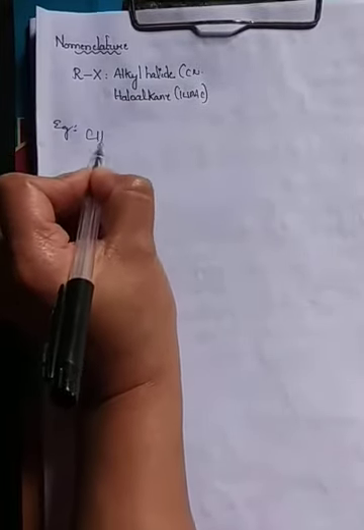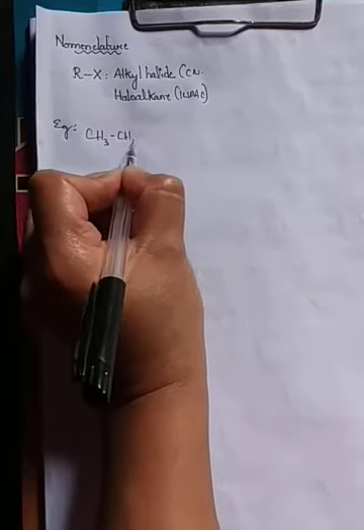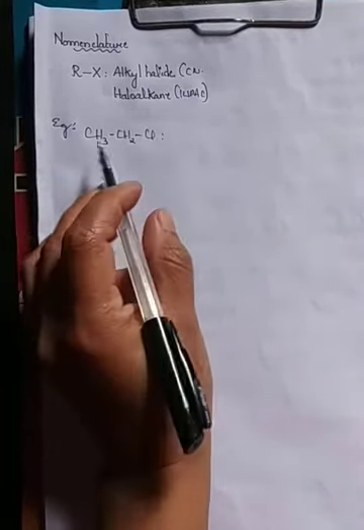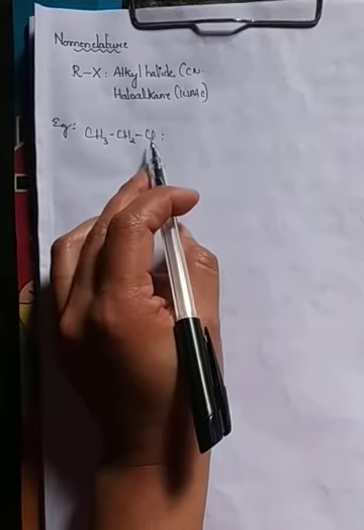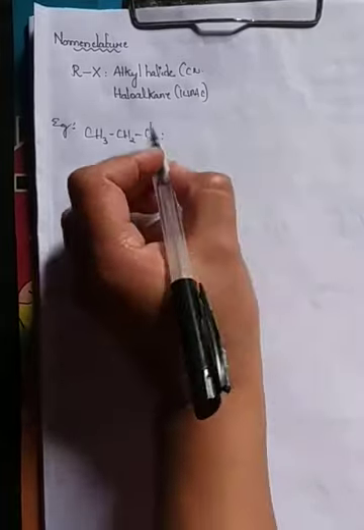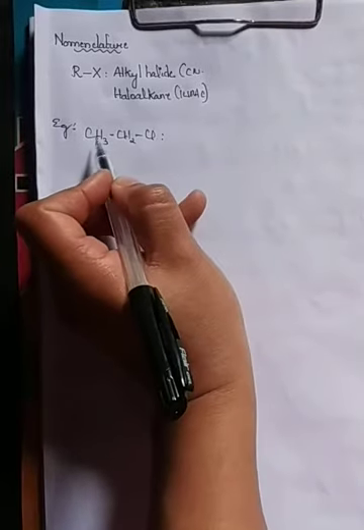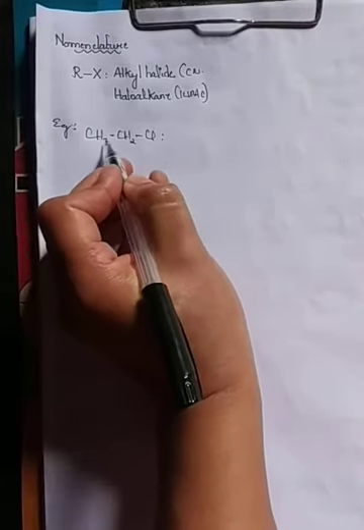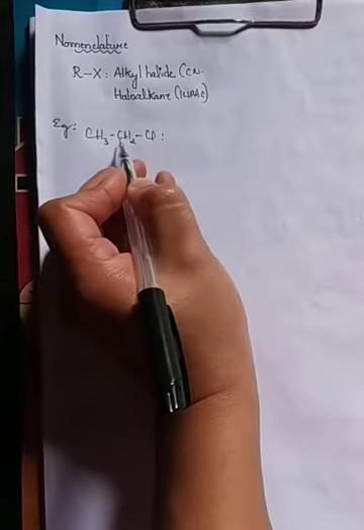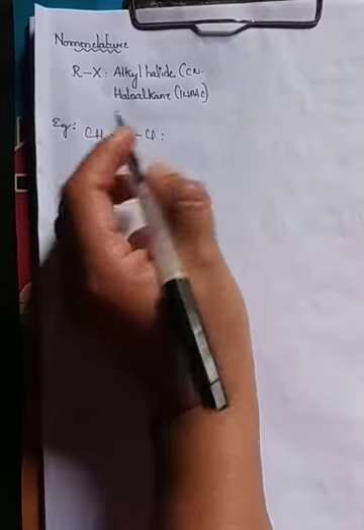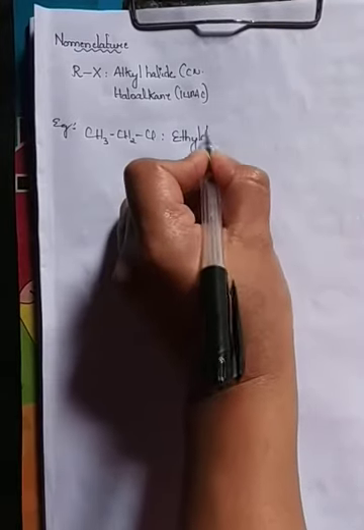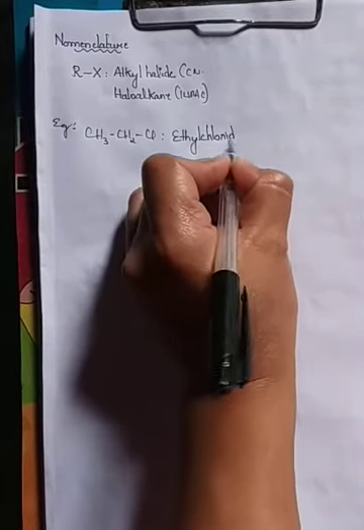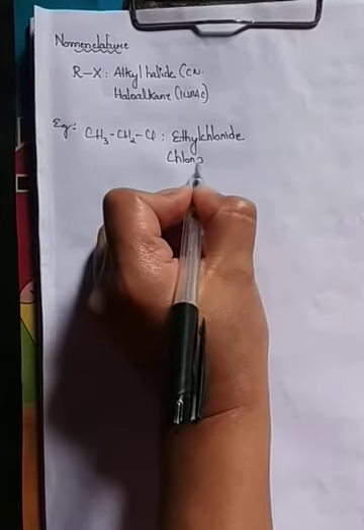Now if we have the molecule CH3CH2Cl, we have two carbon atoms and the halogen atom chlorine is attached here. Let's first give its common name. Two carbon atoms mean ethane, therefore it will be known as ethyl. Chlorine atom will be known as chloride, ethyl chloride. That is the common name. The IUPAC name will be chloroethane.